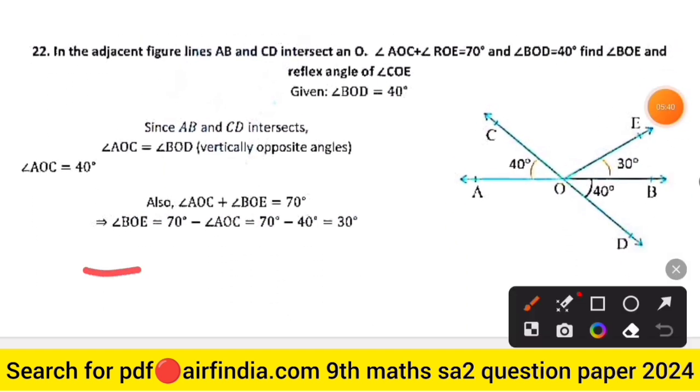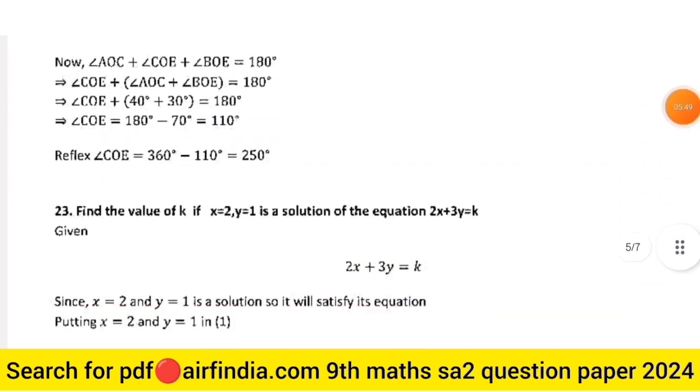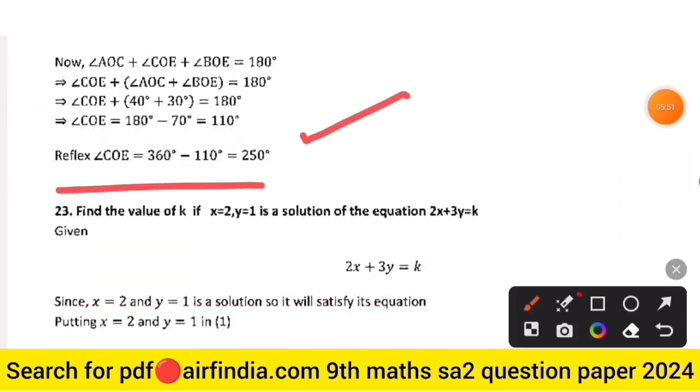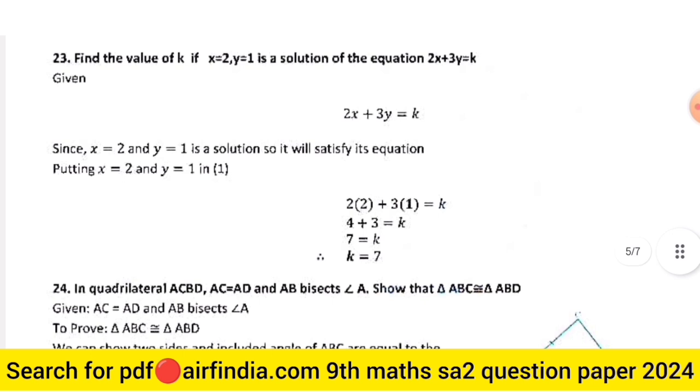This is your question number 22. Given angle BOD is 40 degrees, find the reflex angle COE. Okay, this question is given. The full solution of these questions: reflex angle COE = 360 degrees - 110, it means 250 degrees is your answer. Okay, the next question is: find the value of k if x = 2, y = 1 is a solution of the equation 2x + 3y = k.